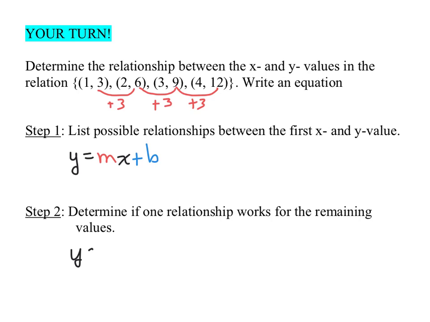So y equals 3x. And then let's see what else we have to do to x to get to our y. If I take 1 and multiply it by 3, I get 3. What do I have to do to get to the y? Nothing. So for the next one, 2 times 3 is 6. There you go. I don't have to add or subtract anything. 3 times 3 is 9, and 4 times 3 is 12. So it appears that this function rule works for all 4 ordered pairs.